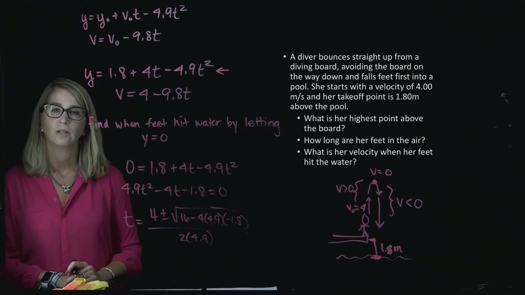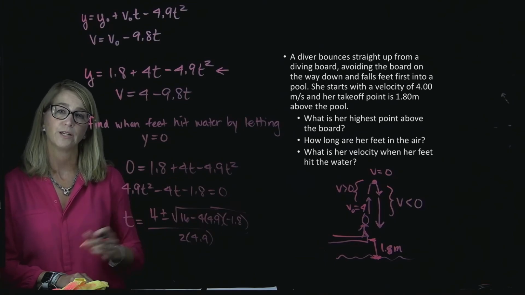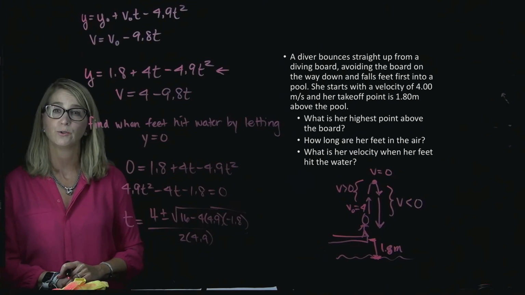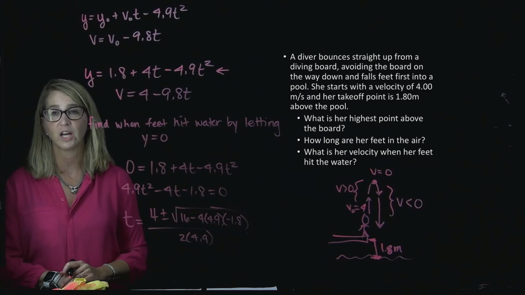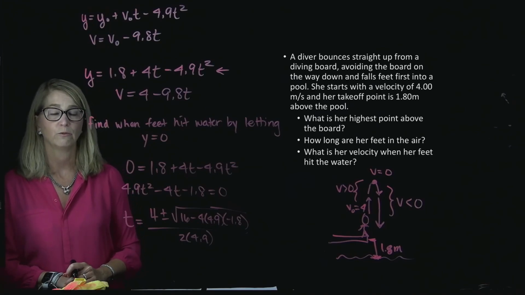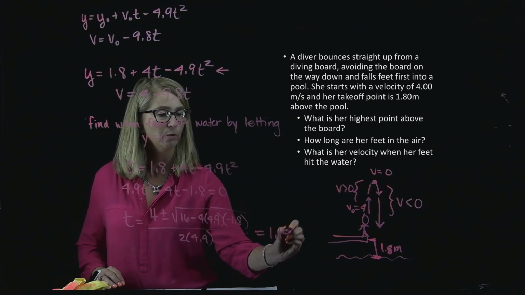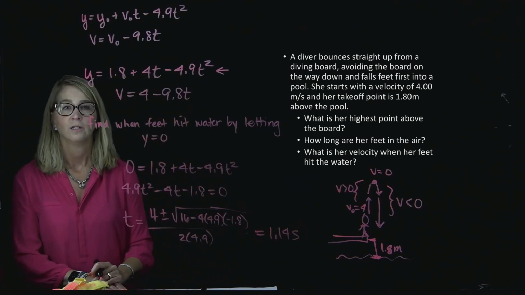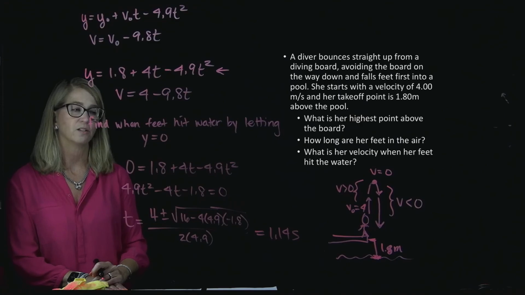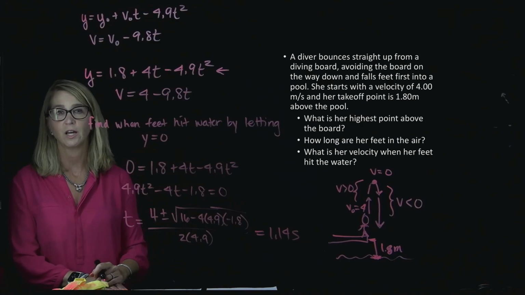And so notice that that gives you two different answers for time. And there are different ways to figure this out. Which should I use? A lot of times one of the values of time is going to be negative, and we don't have negative time. So if we look for the positive value for time, it ends up to be 1.14 seconds. And so that's the amount of time that it took her to get till her feet hit the water. That's the amount of time that her feet are in the air.